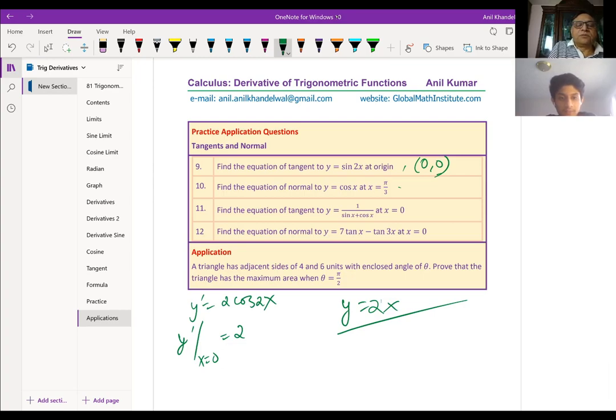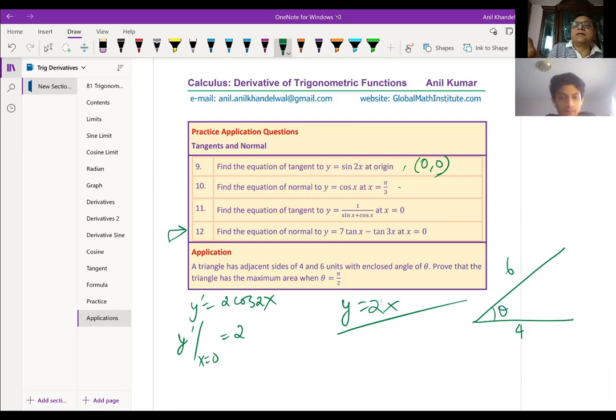So, for example, question number 12. There are many questions here. Here is an application question. Can you please read it? Yes, sir. A triangle has adjacent sides of 4 and 6 units with an enclosed angle of theta. Prove that the triangle has the maximum area when theta equals pi over 2. How will you do this question? So you have a triangle with adjacent sides of 4 and 6. This is 4, this is 6, and we have an angle of theta.